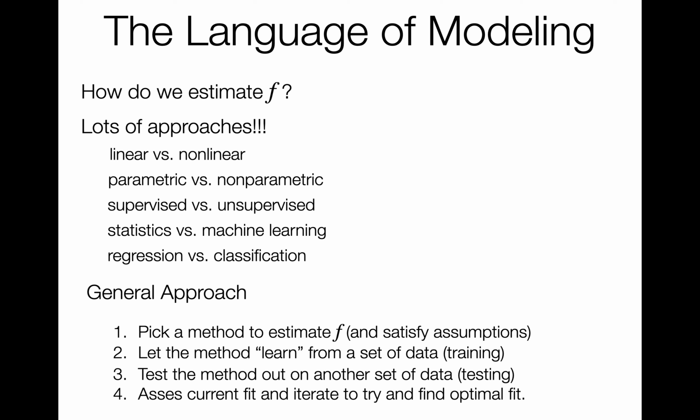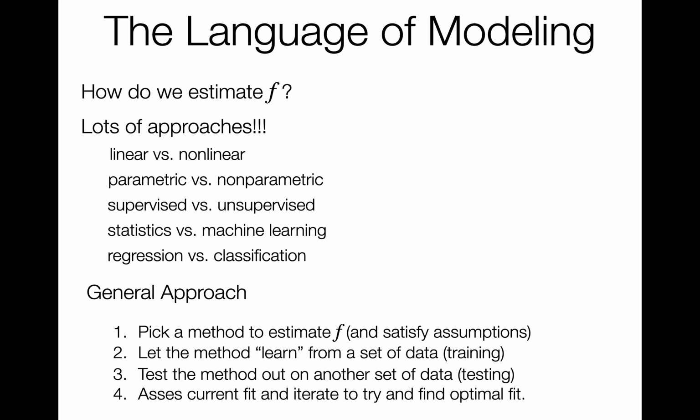And then the fourth step is we're going to assess the fit. How well did it do? And then we may need to iterate through and try a number of different options, or the same option in a different way a number of times to find some optimal fit. And so that's really an overall approach to learning.